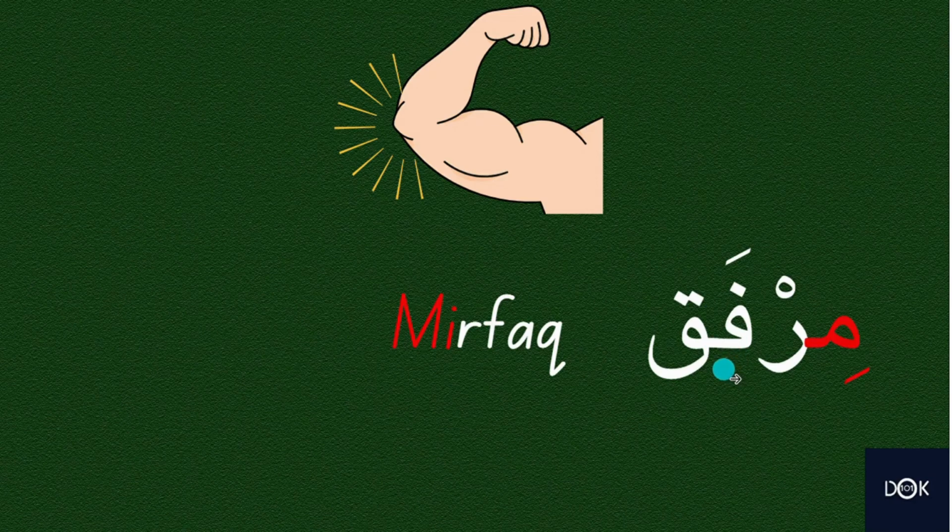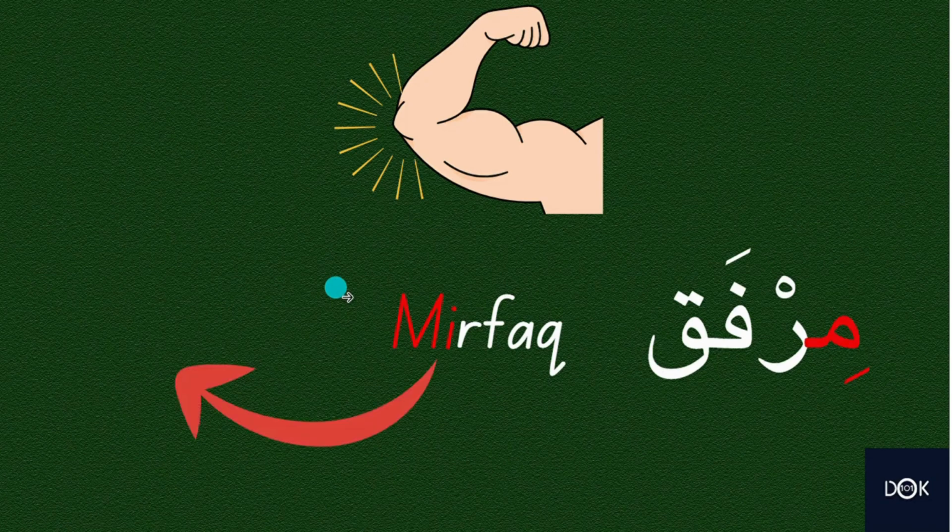So what do we do? We open our mouth. Mir, our jaw goes down, mir, and then fa. And the sound of kasra under mim, mirfaq, resembles the sound of vowel I in English. So with that, we are done with the second haraka, that is kasra.